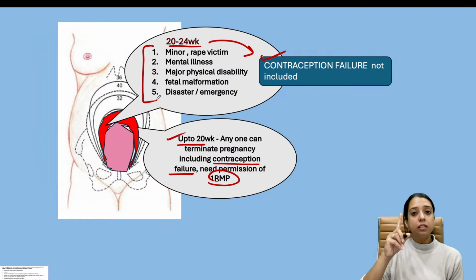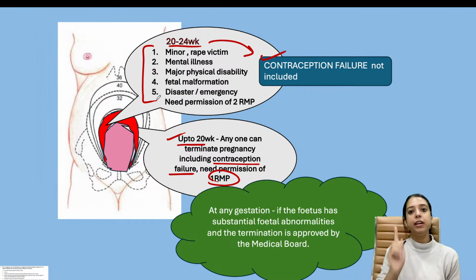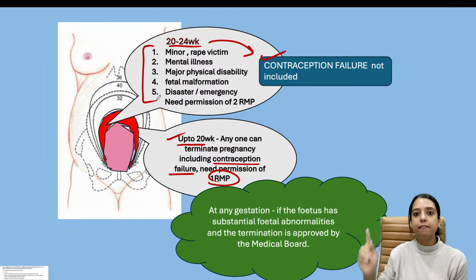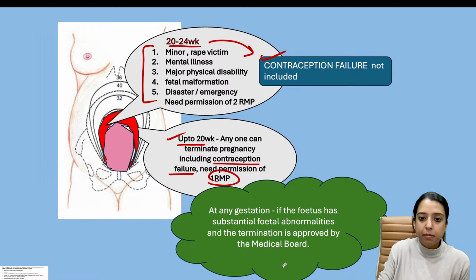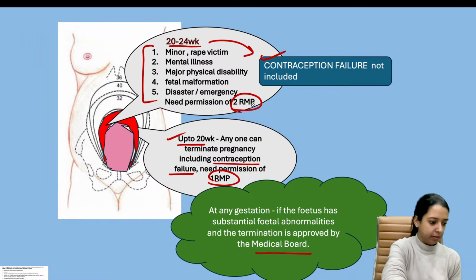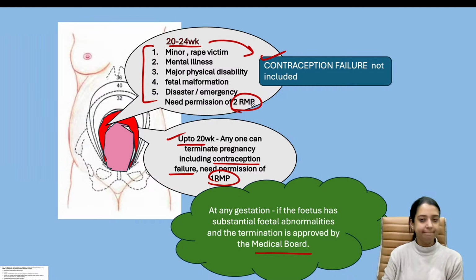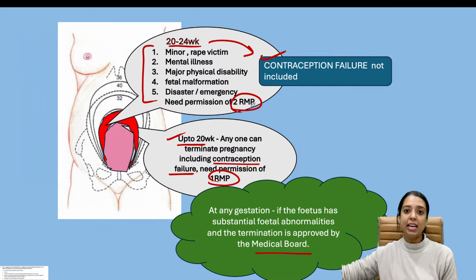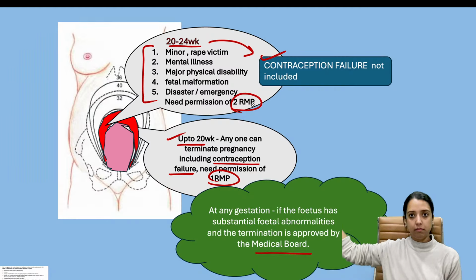Okay? Now there is a third category who is allowed for abortion at any gestation, and that is a significant fetal malformation. If there is a significant fetal malformation, everyone can get abortion, but you need permission of a medical board. Here you need permission of 2 RMP. Okay? Right? So one category is 20 weeks, one category is 20 to 24 weeks, one category is till term. But you need permission of medical board.